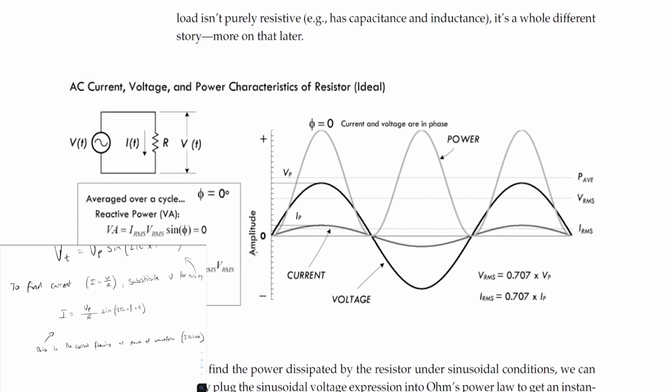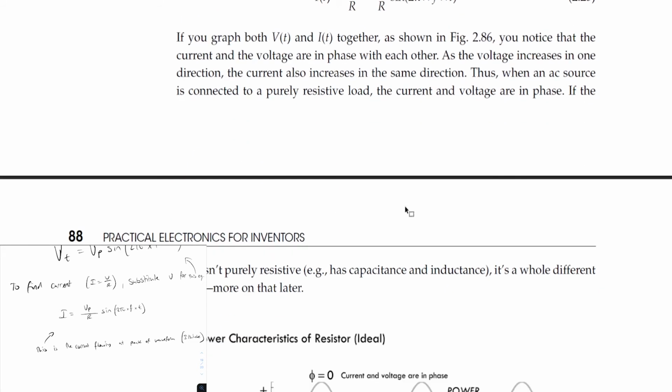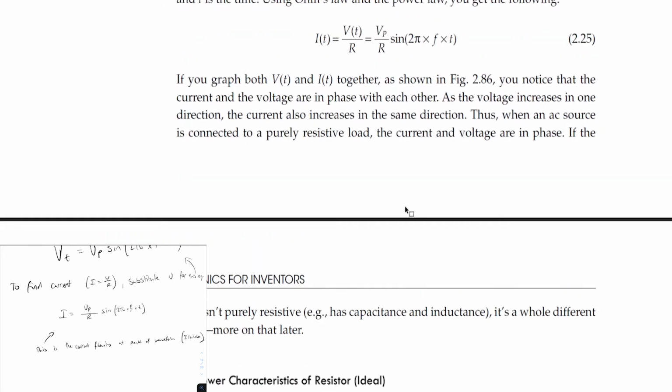Okay, so the first 50% of the waveform is exactly the same phase as the first 50%, whatever. Basically, they cross the zero mark at the same point. They hit their peaks at the same point, so they're in phase. Okay. So as the voltage increases in one direction, the current also increases in the same direction. Yep. Thus, when an AC source is connected to a purely resistive load, the current and voltage are in phase.